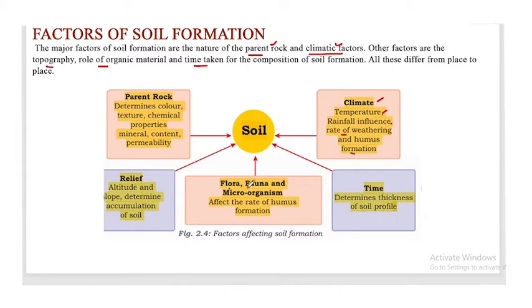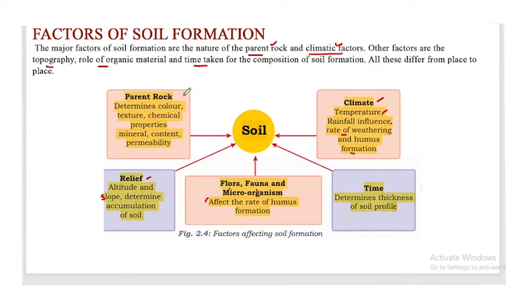Next one, flora, fauna and microorganisms. These affect the rate of humus formation. So these determine the rate of humus formation. They determine whether the soil is fertile or not. And next one is relief. Altitude and slope determine the accumulation of the soil.